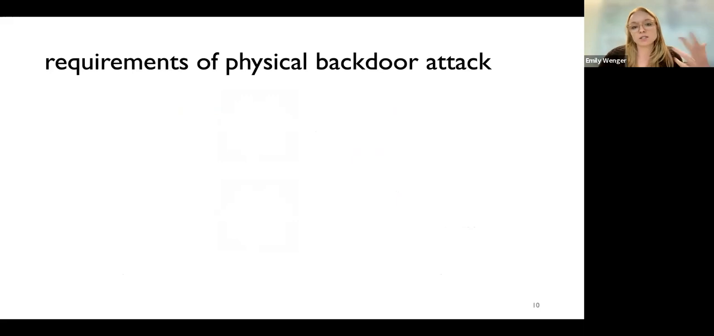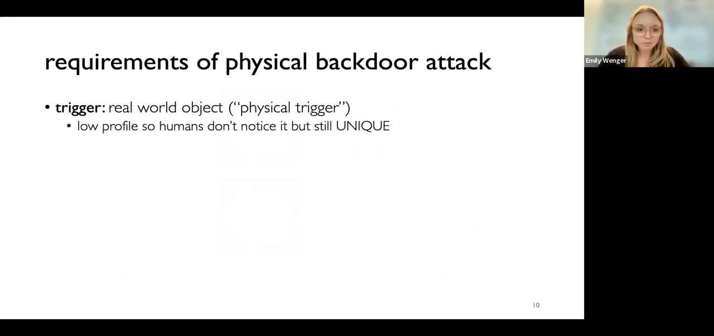And let's go through a little bit more of what it might mean practically. So the trigger, as we implied, has to be a real world object, and it has to strike this balance between being low enough profile that a human who's also supporting the facial recognition system might not notice it, but it's still unique enough to be detected as a backdoor trigger.